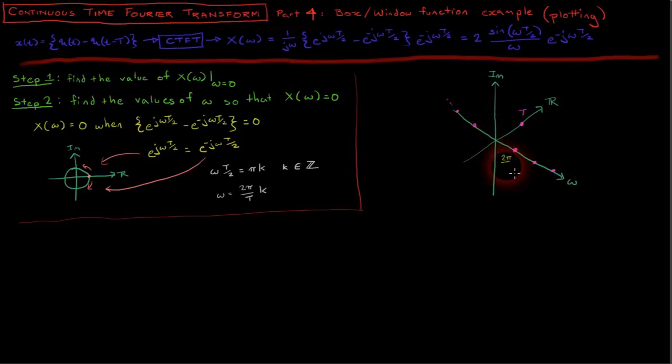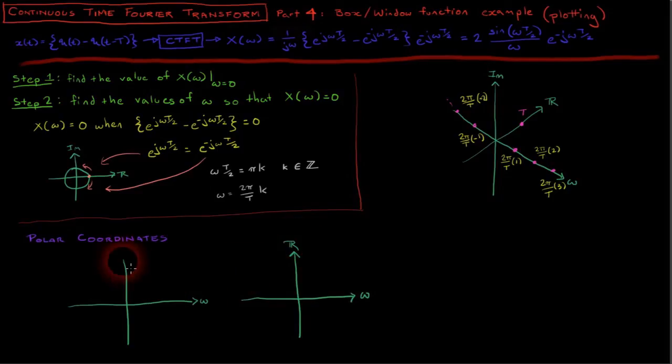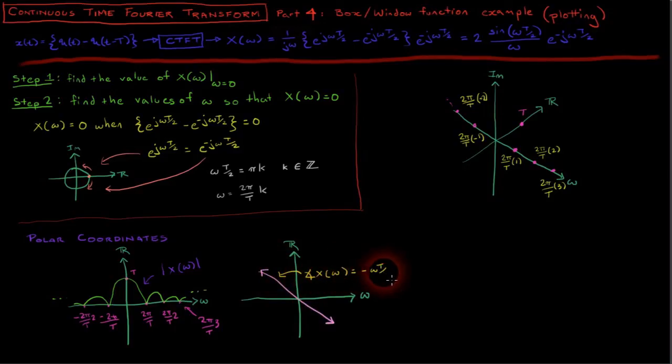Already, I'm getting tired of plotting in 3 dimensions. Let's move over to polar coordinates. In polar coordinates, we can reason out the remaining plot from the points we already have. Consider the formulation that X of omega is equal to 2 times sine of omega t over 2 divided by omega times e to the negative j omega t over 2. The phase term can simply be read off as negative omega t over 2. For the magnitude, consider that the magnitude of the complex exponential is always 1, so it doesn't contribute.